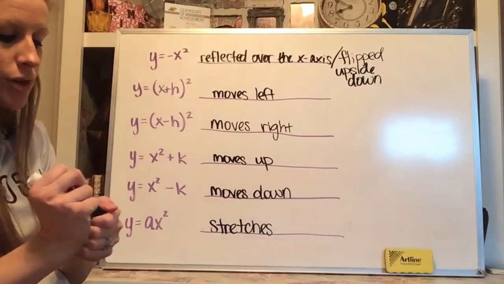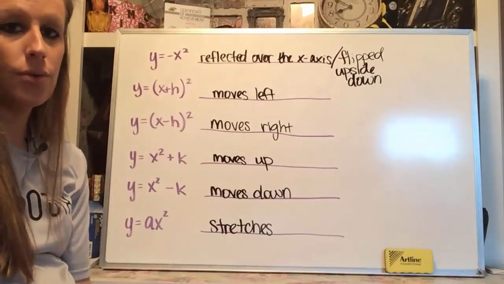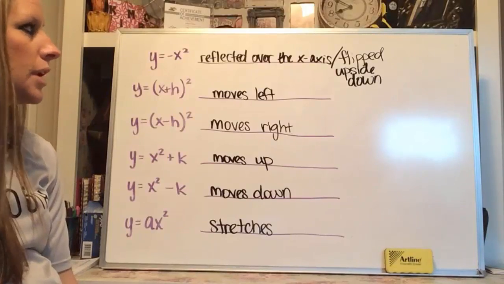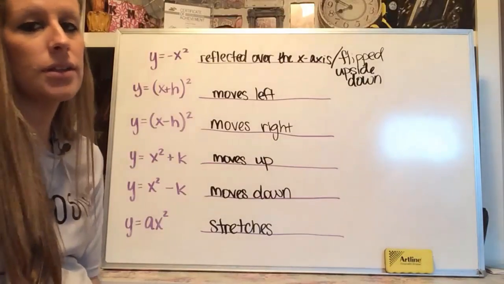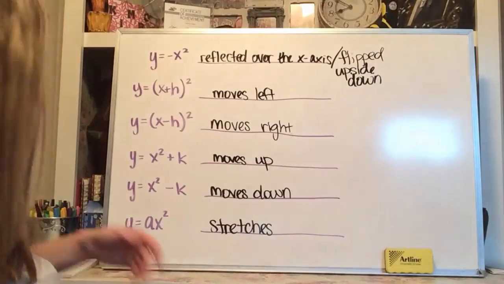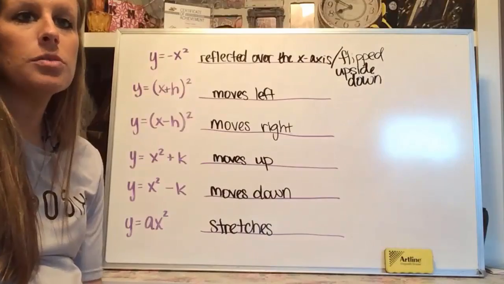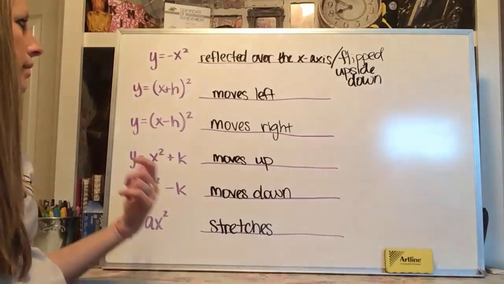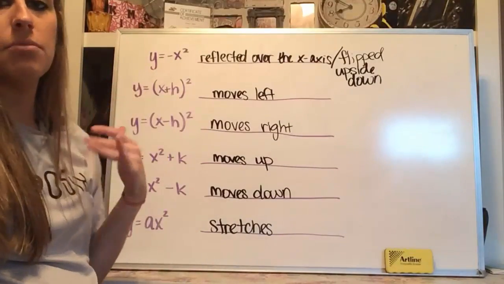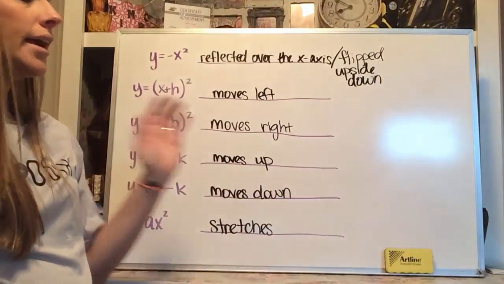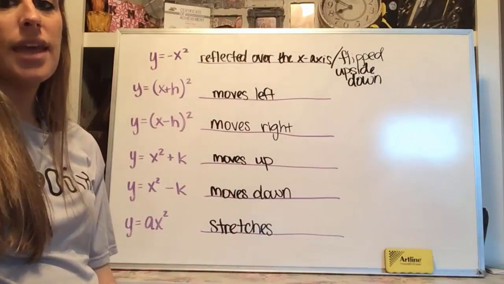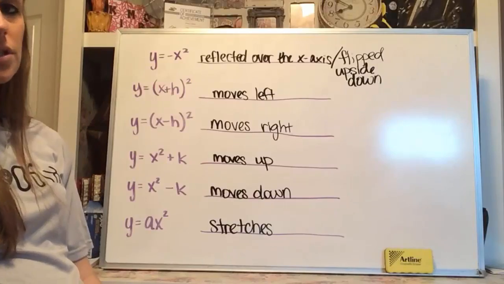Okay, and like I said before, this should be review, but I do want to go back over it, that way we're all on the same page. Okay, so let's go to the next page. We're going to practice with multiple transformations, like putting a negative in front, putting a number in the parentheses, and a number at the end, and drawing that graph. Okay, so go to the next page.